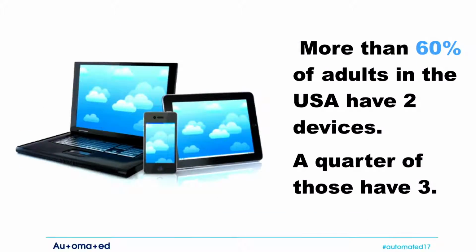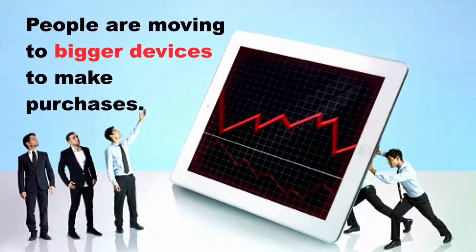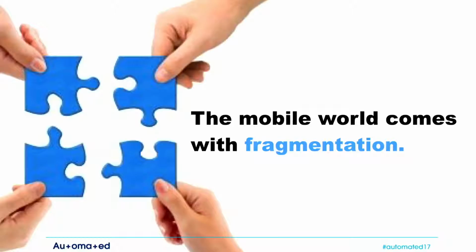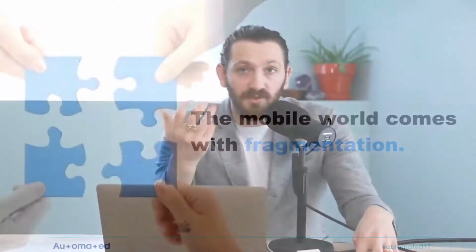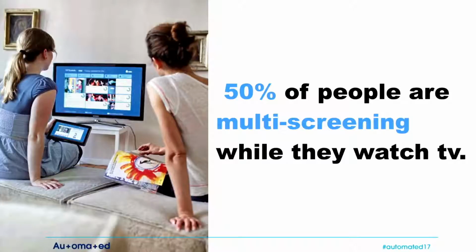60% of adults in the United States have 2 devices, and a quarter of those people have 3 devices. If you're watching this right now, my guess is that you have a minimum of 2 devices. People are moving to bigger devices to make purchase decisions. The mobile world that we live in comes with fragmentation. What that means is that the average person has 194 different channels that they're consuming from. AOL, iTunes, Facebook, Instagram, Pinterest, Gmail. So there's all these different channels that they're consuming media from. 50% of people are multi-screening while they're watching TV. They're watching TV and they're on the phone at the same time.